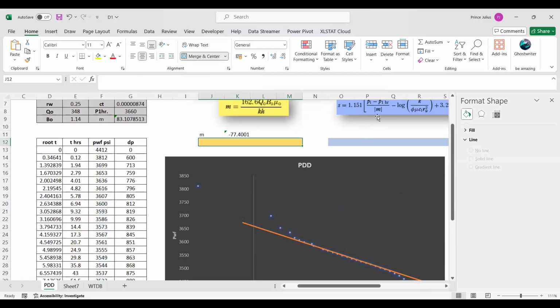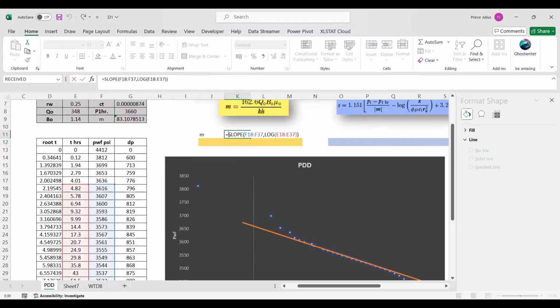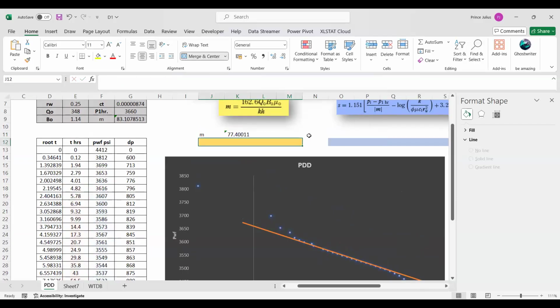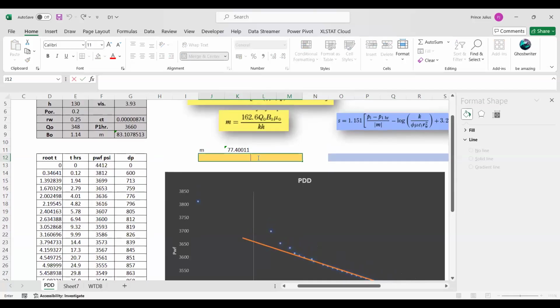You can see the formula here. Slope was mentioned in modulus, meaning absolute. Let me just keep one more function towards it. ABS represents absolute. Open the bracket, close the bracket. So you will be getting exactly the absolute value of slope. So you have the slope right now. Then you can estimate the value of permeability. So K is equal to 162.6 Q naught B naught mu naught divided by M into H.